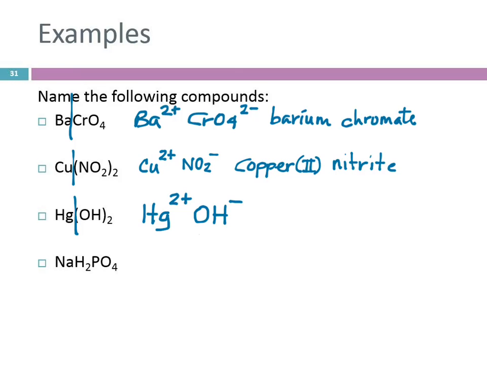What's the name of this guy? It's close to silver. It's mercury. So this is mercury. Does it need a Roman numeral? Yeah, it's not group 1A, 2A, 3A, zinc, silver, cadmium. So mercury 2. And what's the name of this? Hydroxide. Hydroxide is a really common ion. We see that a lot. Mercury 2 hydroxide.